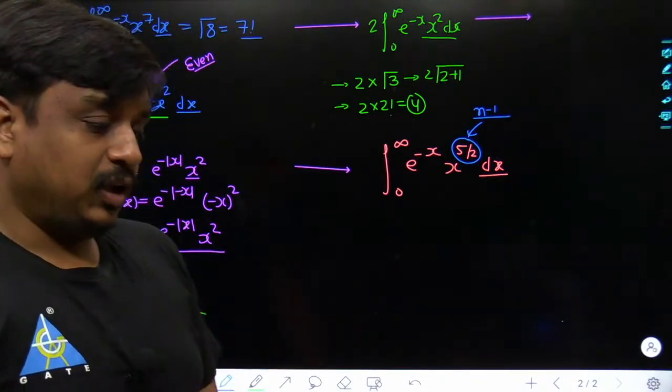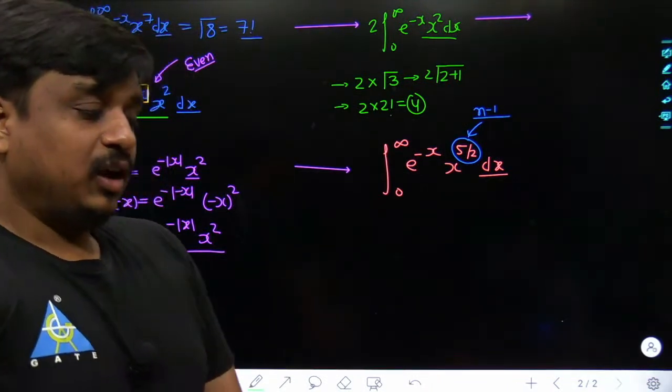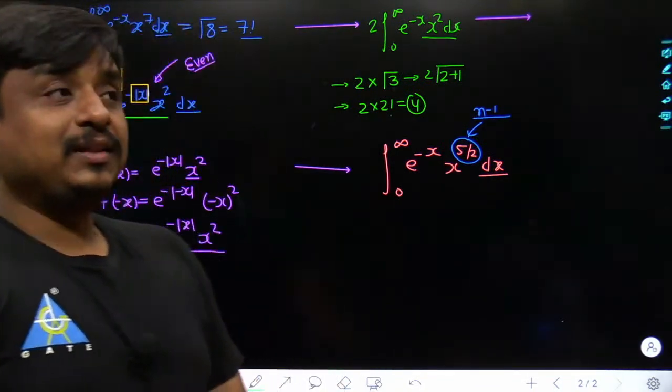Sir, I have a doubt: if I split the integration into 2 parts. No, Nishant, why am I not splitting this problem?